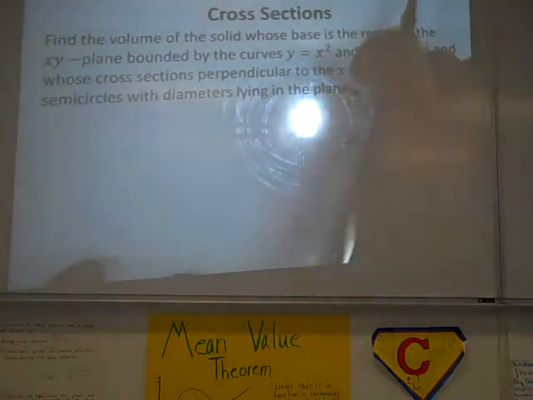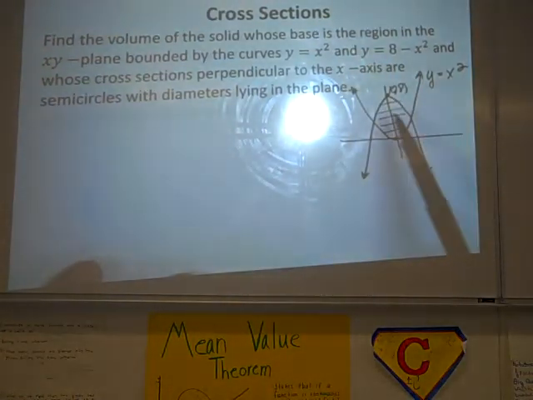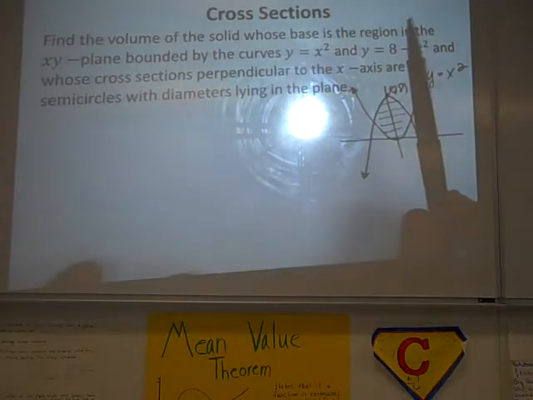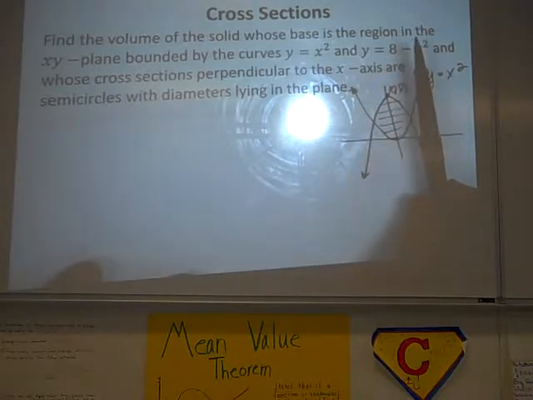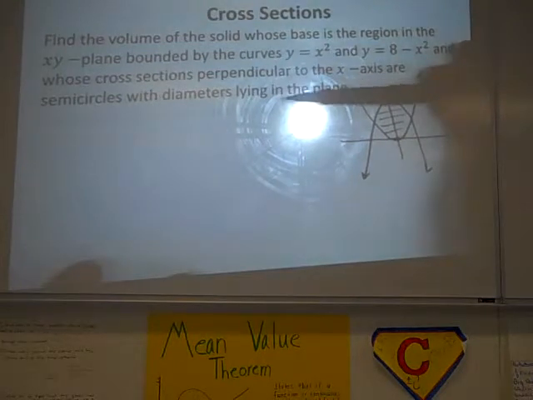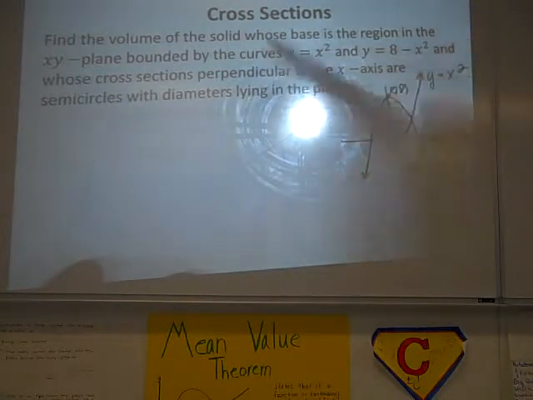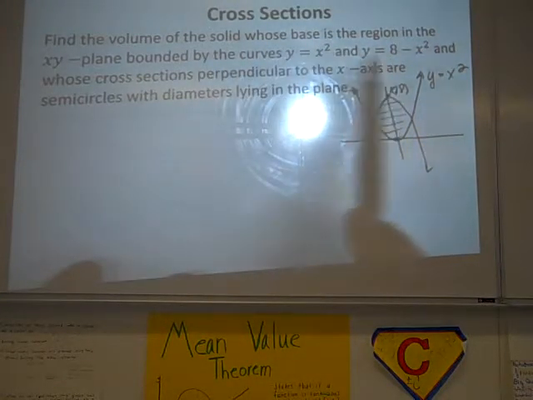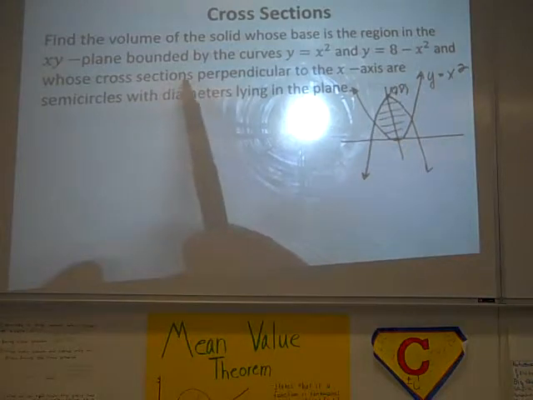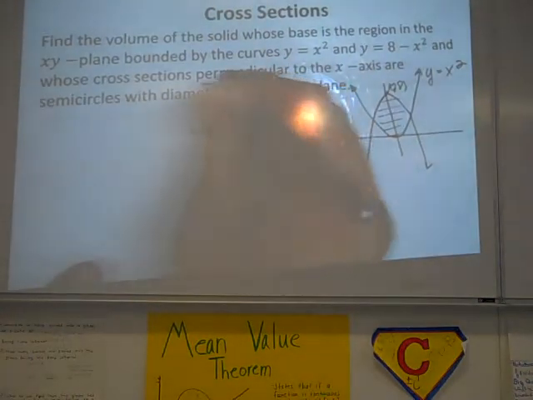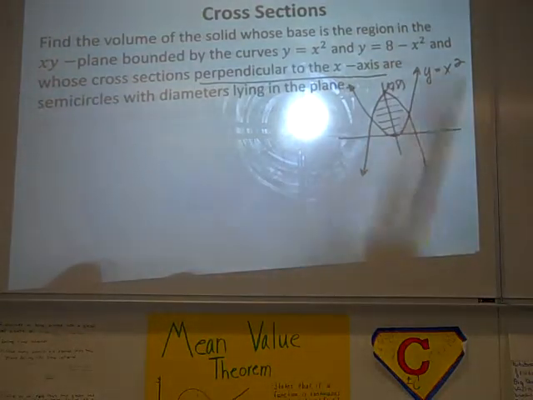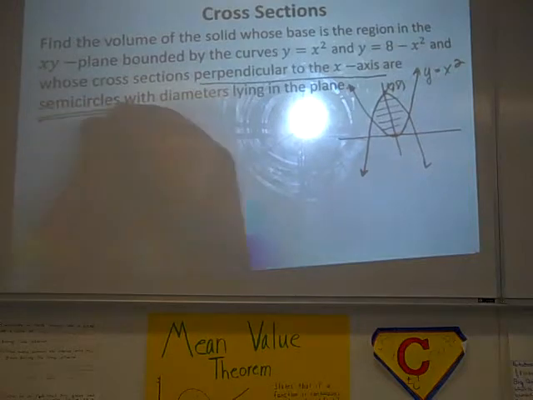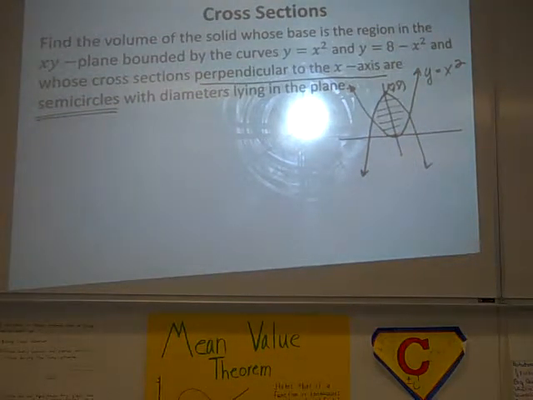Again, this represents the base of the region. So imagine this is the base. We have slices that we're taking. They are either perpendicular to the x-axis, like my pen is right now, or they're perpendicular to the y-axis. Let's go back and read the problem. Find the volume of the solid. The base is the region bounded between these two. And cross sections perpendicular to the x-axis, my slices are going this way, are semicircles, and the diameter lies in the plane.